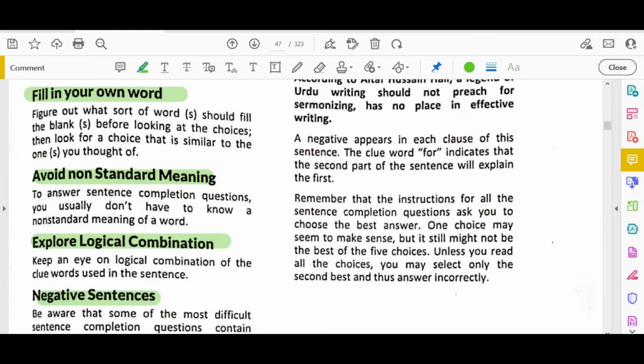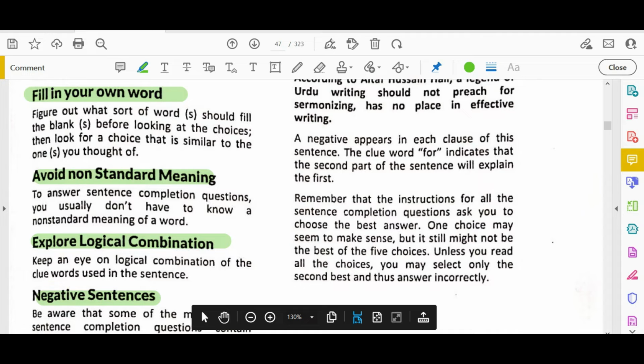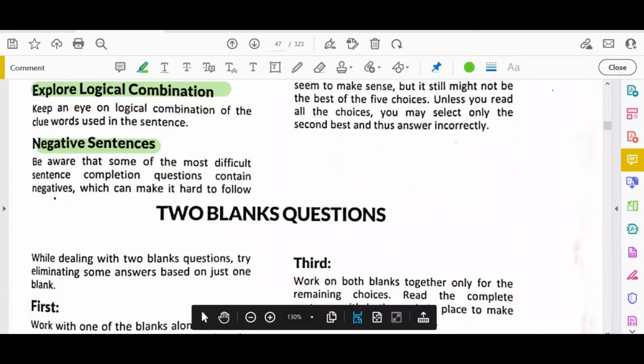Remember that the instruction for all of the sentence completion questions asks you to choose the best answer. One choice may seem to make sense, but it still might not be the best of the five choices. Unless you read all the choices, you may select only the second best and thus answer incorrectly.